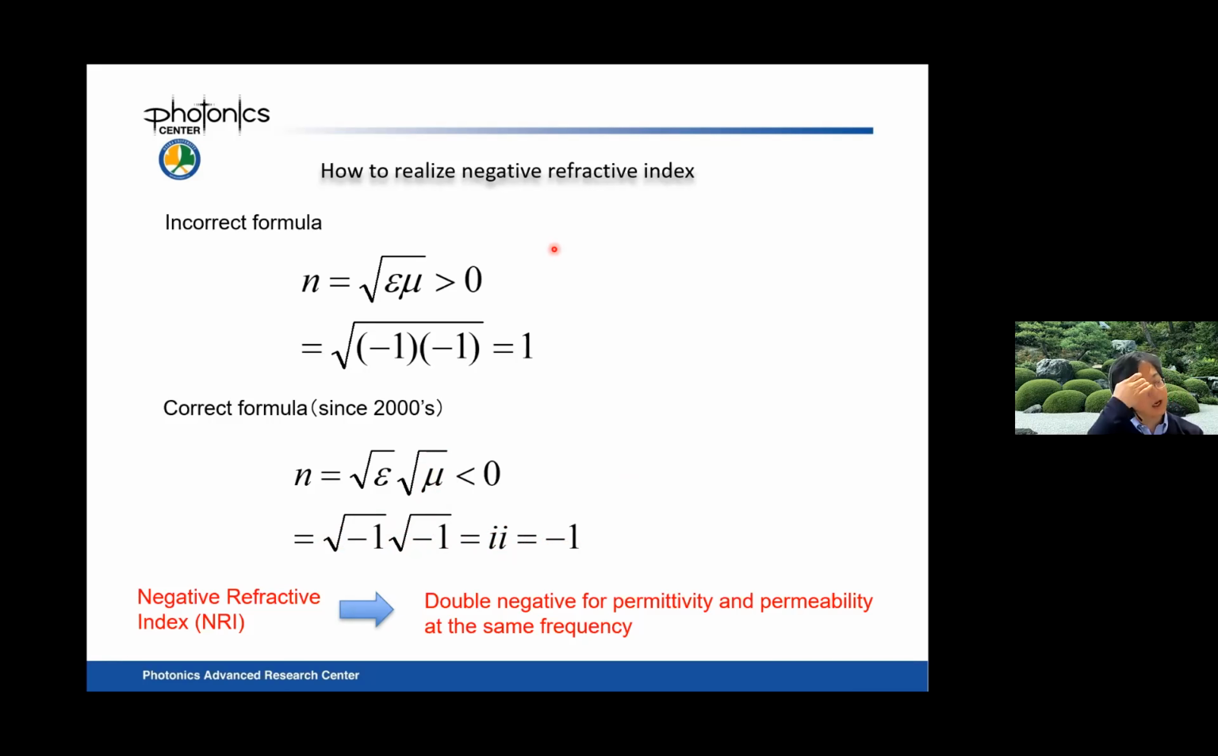So in the conventional formula, please, do you remember this formula? This is not correct. This is the incorrect formula. This is -1, this is -1, this is +1. So the square root of 1 is 1. This is a positive value. So this formula is not correct. This is the correct formula. This was discovered in 2000, just 20 years ago. So the answer is very simple. To get the negative refractive index, epsilon and mu must have a negative value at the same time, at the same frequency. This is sometimes called double negative.